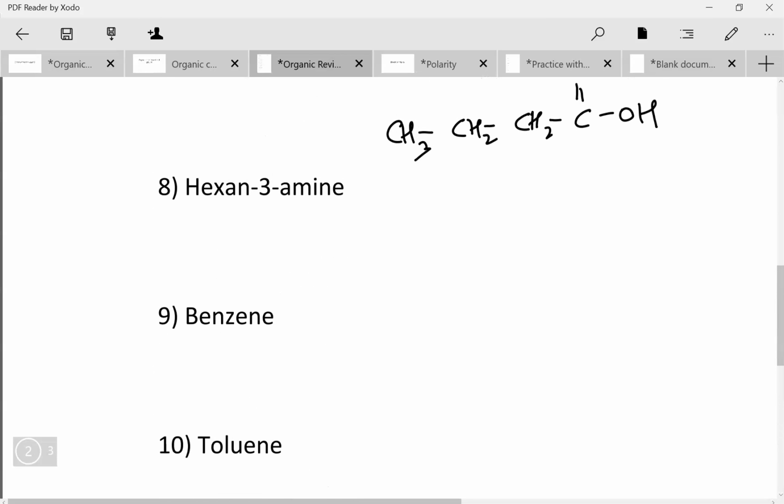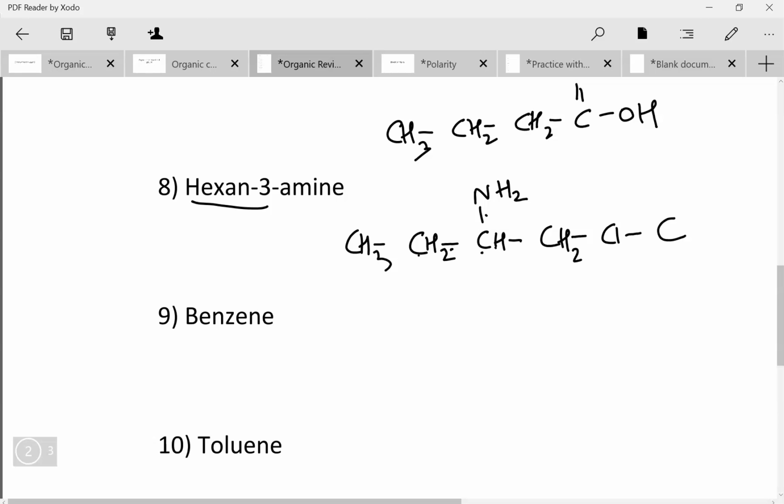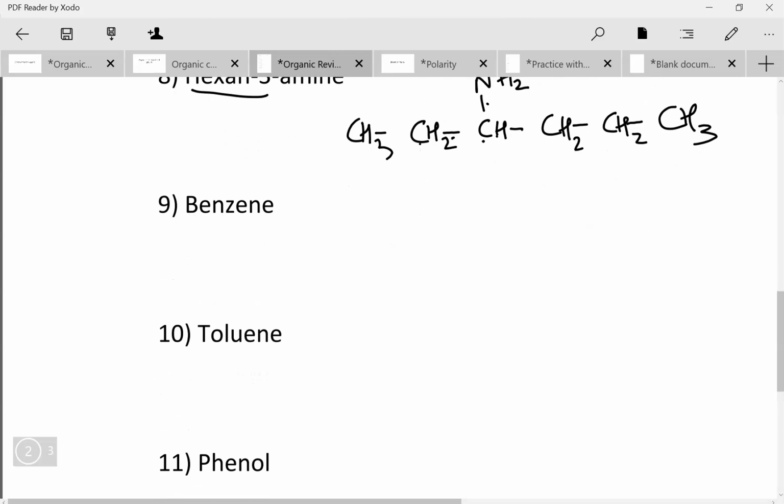Oops. Hexane 3-amine. Hexane, 6 carbons, 1, 2, third carbon. Amine is NH2. N has 3 bonds, so 1 hydrogen. And you fill in the rest of the hydrogens. So this is hexane 3-amine.